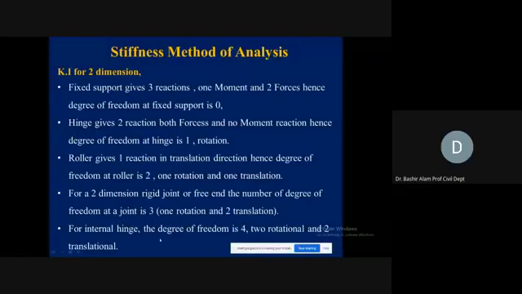For internal hinge, the degree of freedom is 4 now, 2 rotational and 2 translation. So you will have to remember this. If we have an internal hinge, it will be allowing 2 rotations and 2 translations. So kinematic indeterminacy will be 4 degrees, 2 rotations and 2 translations. Next slide, we will be discussing 3-dimensional now.